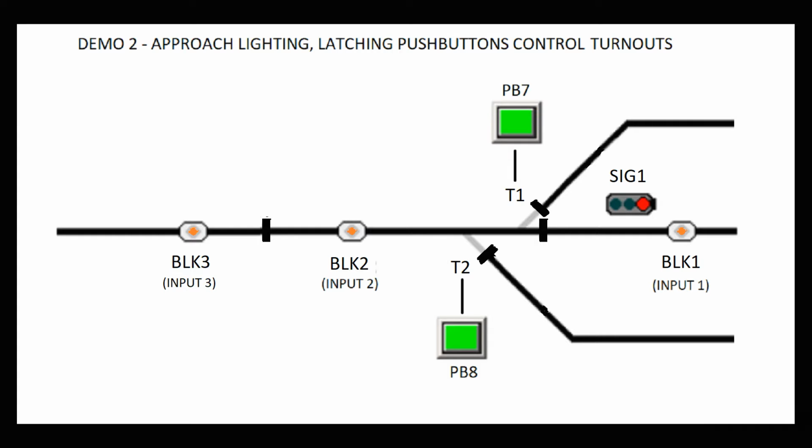the blocks being occupied. In addition to that, this signal is going to be set up as an approach signal, which basically means that it will remain dark until the block it is protecting, or the block at which it's at the end becomes occupied. So when block 1 becomes occupied, the signal will go from dark to whatever aspect is intended to be displayed.